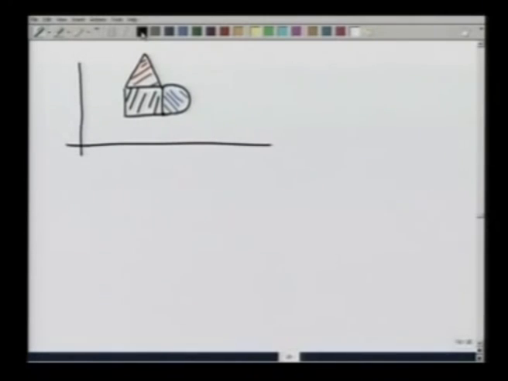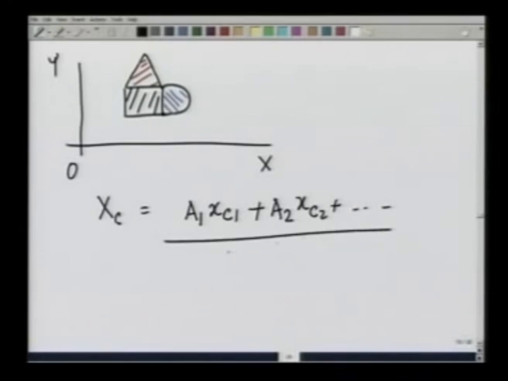Then it is very simple to prove that if I want to calculate the centroid of this whole system, then x c of the entire system would be equal to the area of system 1 times its centroid plus area of the second area times x c 2 plus and so on, divided by the total area and so on. That means, in this case, if I consider the square to be area 1, then x c 1 is known.